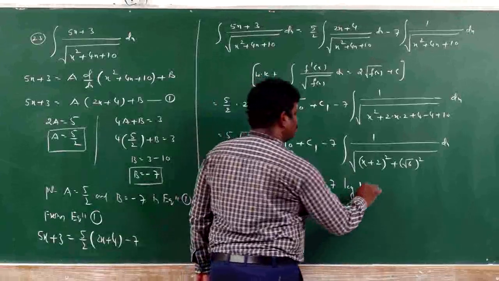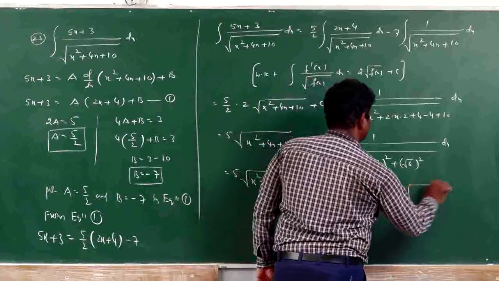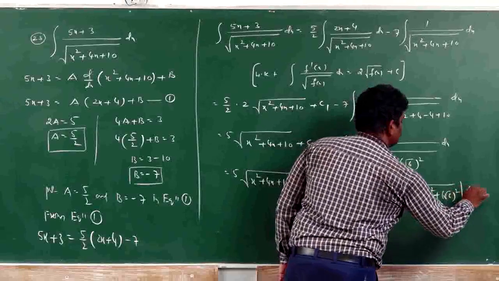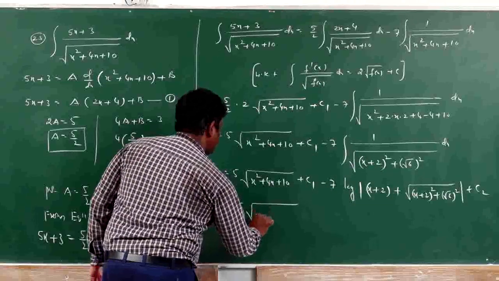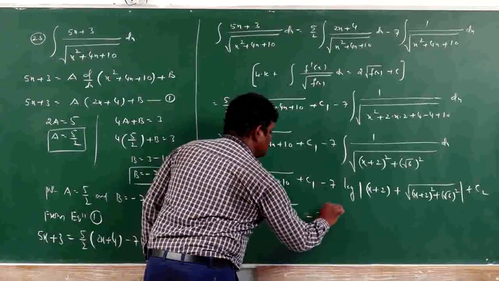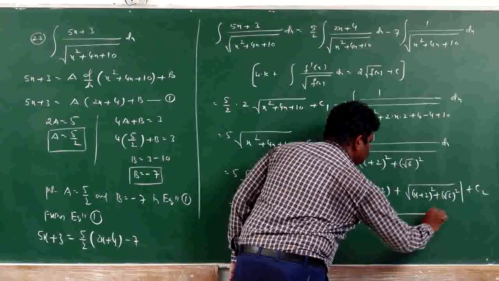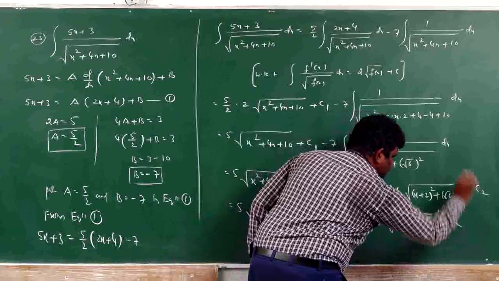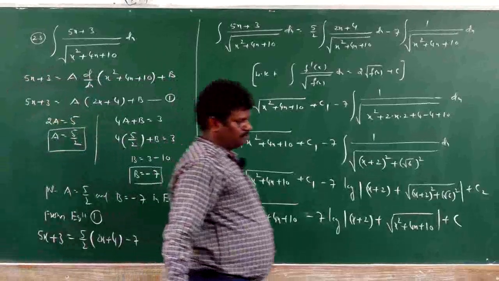Log of integral value log of x plus 2, log of (x plus square root of (x plus 2) whole square plus root 6 whole square) plus c2. Then finally, if you simplify, that is equal to 5 times square root of x square plus 4x plus 10, minus 7 log of (x plus 2 plus square root of the quadratic x square plus 4x plus 10), plus c. Here c means c1 plus c2. Okay? Right, Sima?